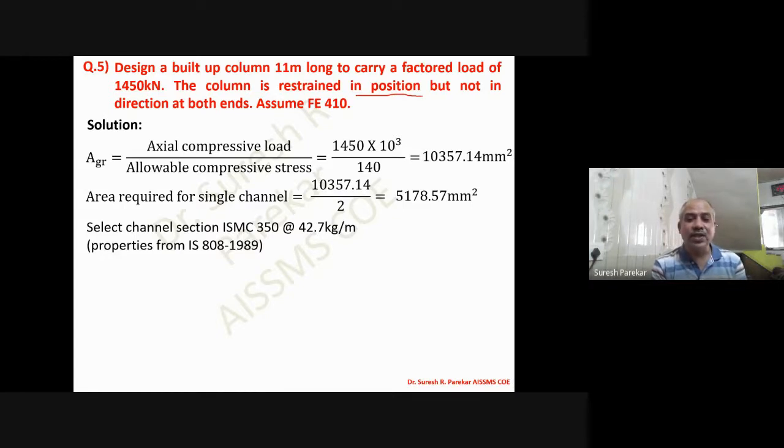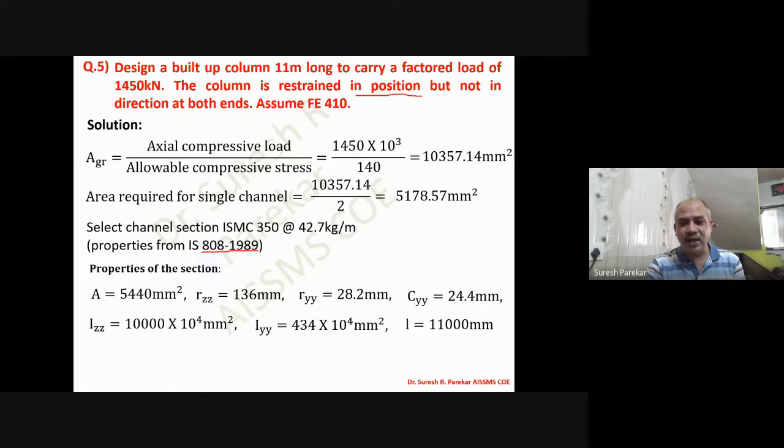So ISMC 350. Actually these properties I mentioned as 801, but that is not 801. So we have all the properties for your channel and angle, and we have to use this table instead of the steel table to take the values, because these are the IS codes. And now we will go to the properties. So we have mentioned properties over here, and from this we are going to calculate the value of S.